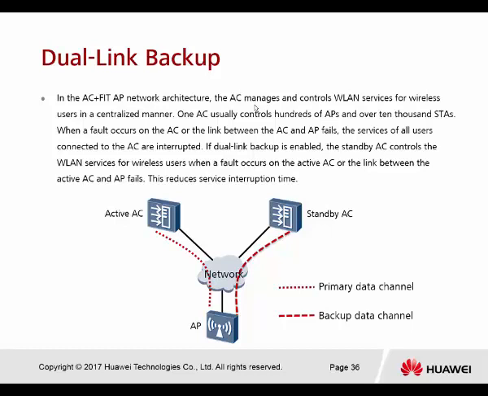So this is the main problem here, because previously all my information is managed by the controller, my master controller. Okay, this is the information stored over there. So when the link here is down already, it will interrupt our current user services. So if dual link backup is enabled, the standby AC controls the WLAN service for wireless users when a fault occurs on the active AC, or the link between the AC and the AP fails. So this reduces the service interruption time.